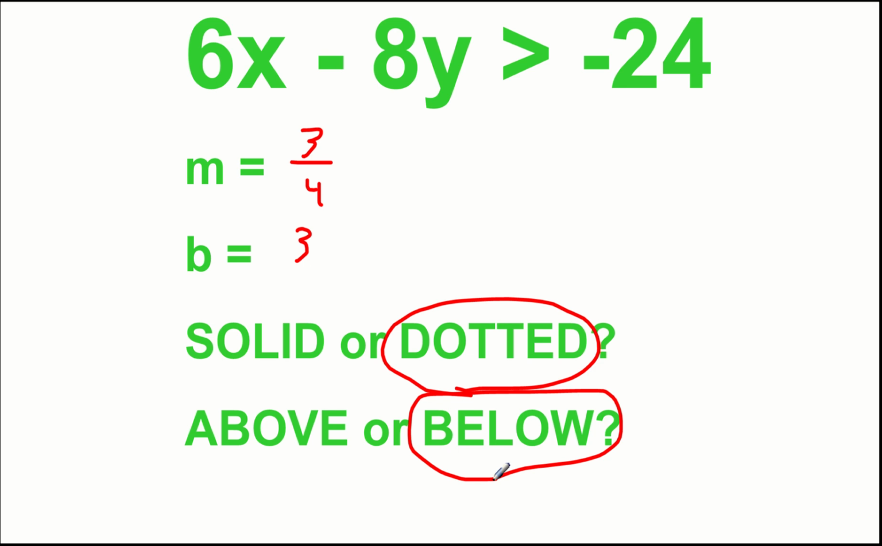So we got a negative. We have a negative coefficient for the y. So everybody sees what we're talking about, right? If y has a negative coefficient, we got to flip the inequality sign, okay? And that means we would be shading below.